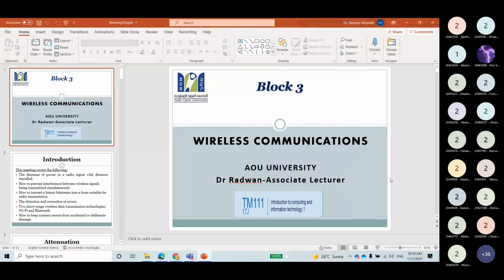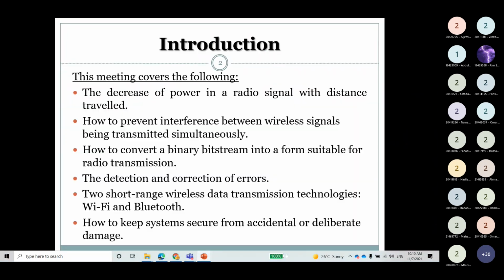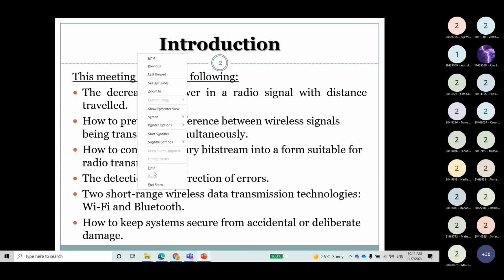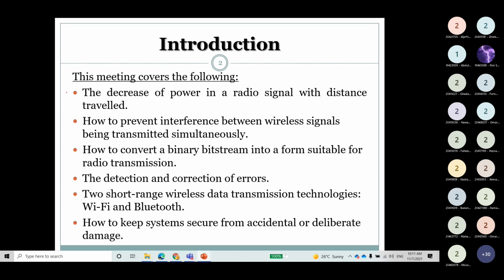So let's start now with wireless communication. In this meeting, we will see the decrease of power in a radio signal with distance traveled. We will see how to prevent interference between wireless signals, because we have wireless signals in a shared area, so we will have some interference. So how can we prevent this interference between wireless signals being transmitted simultaneously at the same time?